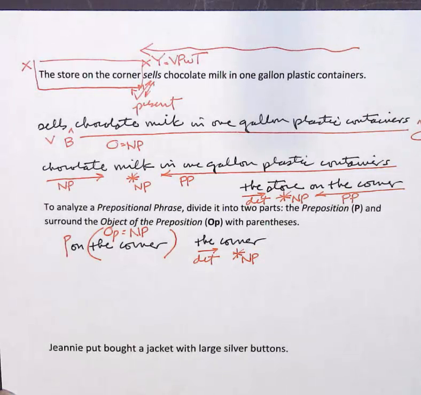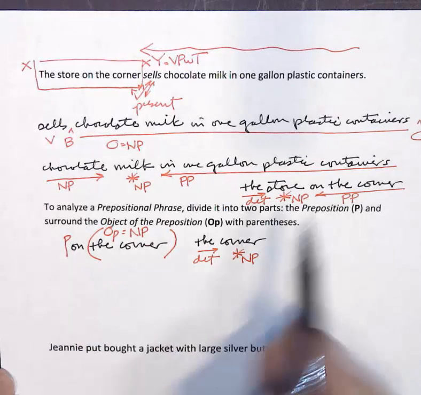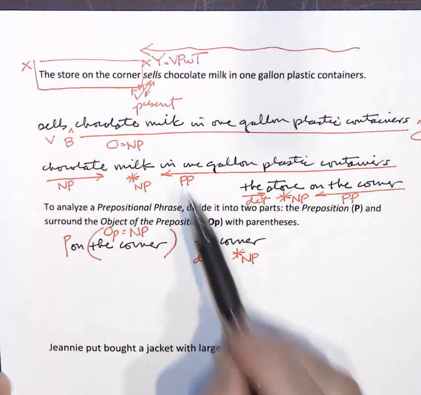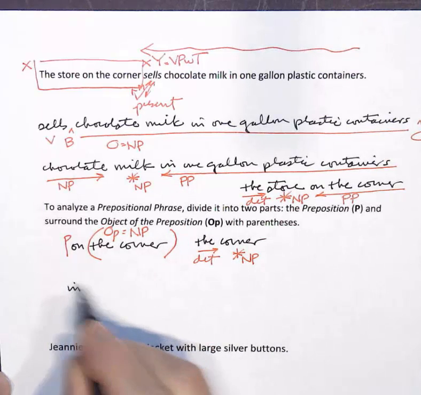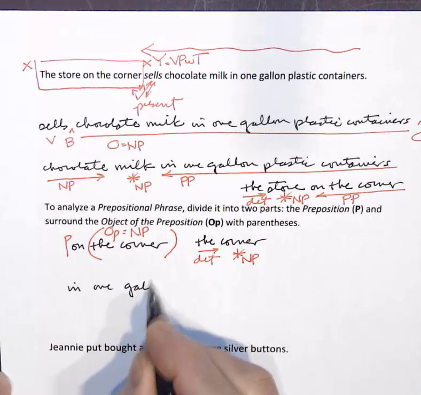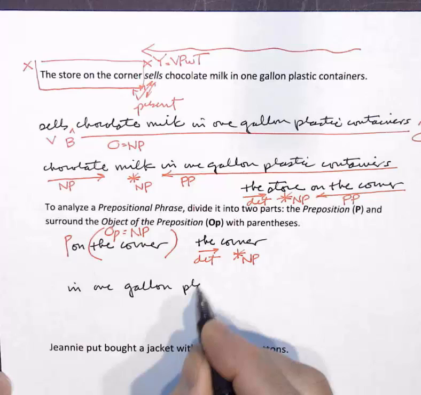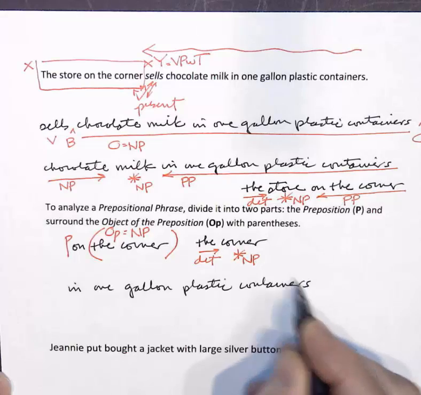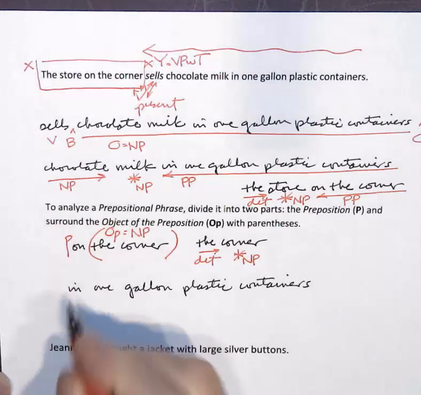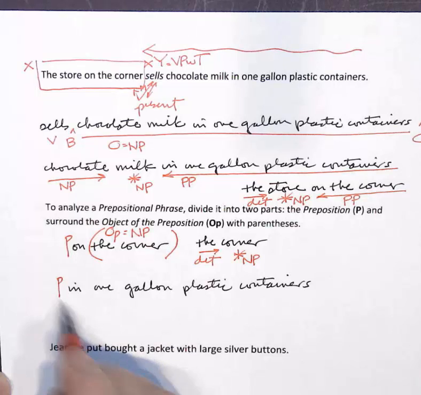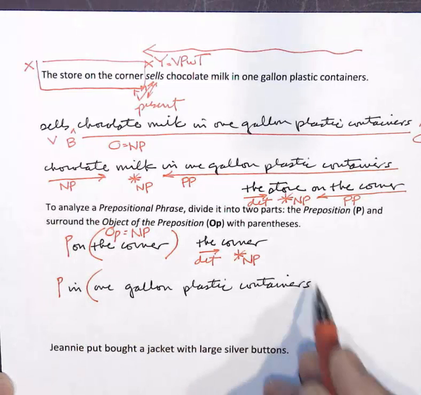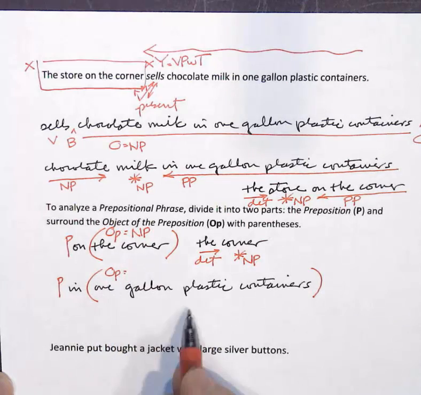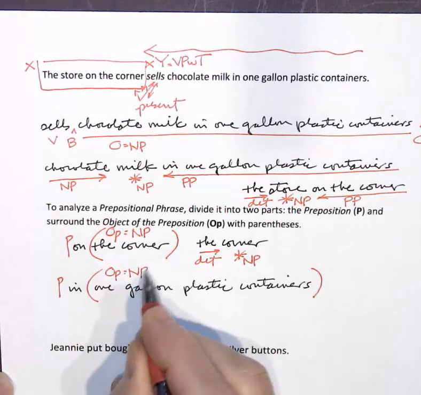Okay, let's take a look at the other one. Chocolate milk in 1 gallon plastic containers. That was our prepositional phrase modifier. So let me rewrite that. In 1 gallon plastic containers. The preposition is in. Now everything left is the object of the preposition. 1 gallon plastic containers is a noun phrase.